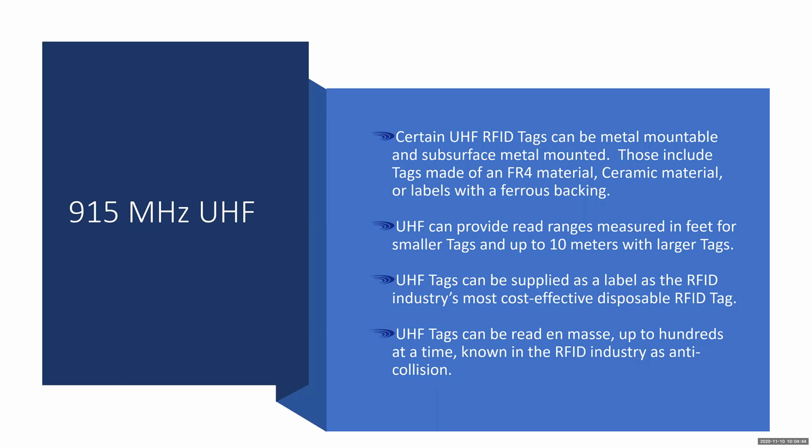915 megahertz is the ultra high frequency that we discussed earlier. This gives us read distances from a short read range for very precise reads to up to 10 meters in some cases, depending upon the size of the tag that's being utilized, as well as the gain of the antenna and the orientation of the tag to the field of the antenna. The other thing that UHF offers is the ability of reading multiple tags at one time. This is referred to as anti-collision.